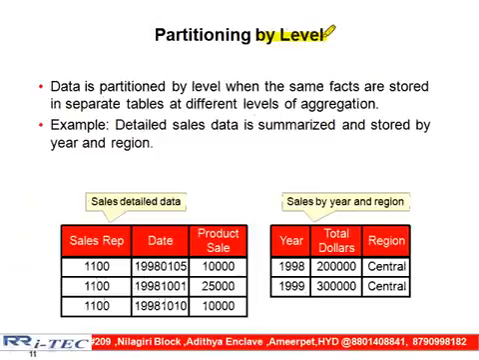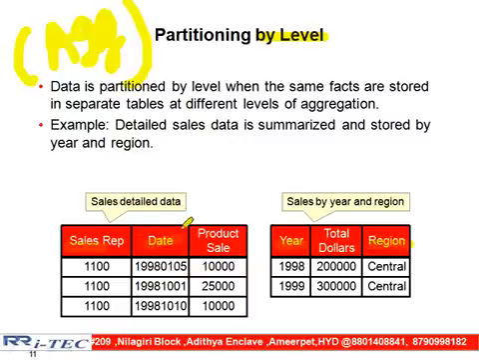Partitioning by level. I need not give any explanation for this one actually. Why? Because yesterday whatever we learned, aggregate tables are nothing but partitioning by level only. Here, this is available at year level, region level. This is available at day level and sales rep level. If we compare these two, this is called detail and this is called aggregate. Now you understand the meaning of this one.